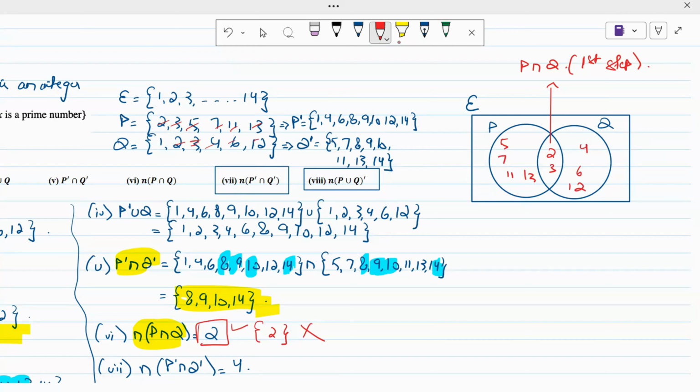filled the elements inside the sets, now you fill the region outside the sets. Of the elements left, 1 is not filled; 2, 3, 4, 5, 6, 7 are filled. 8 is not filled, so 8 will go outside. 9 will also go outside. 10 is not filled, so 10 goes outside. 11, 12, 13 are there, and lastly 14 will go outside. So this is how we fill the Venn diagram for the given sets.